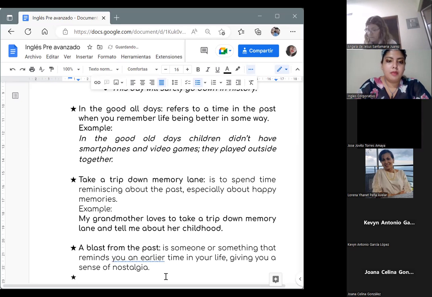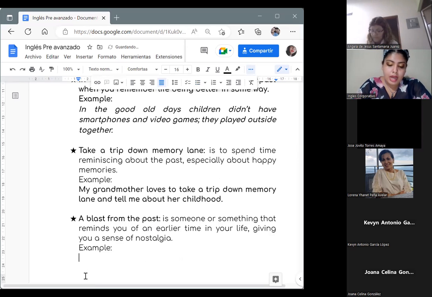And we have an example. And this one said, I bumped into one of my old school friends today. What a blast from the past. So in that case, this person sees a classmate and remembers the old days when they were students and the things that they did when they were in school.